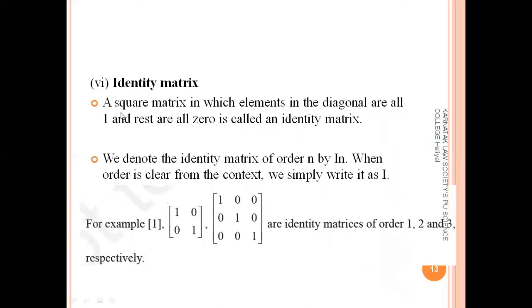Next one is the identity matrix. We all know that the identity element is 1. A square matrix in which the elements in the diagonal are all 1 and the rest are all 0 is called an identity matrix. Here, the principal diagonal elements are always equal to 1 and the remaining elements are equal to 0. These are the identity matrices of order 1, 2 and 3, and it is denoted by capital letter I.